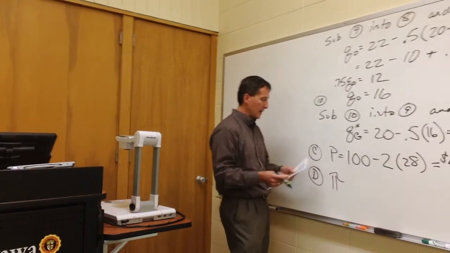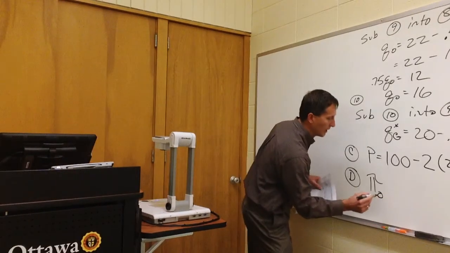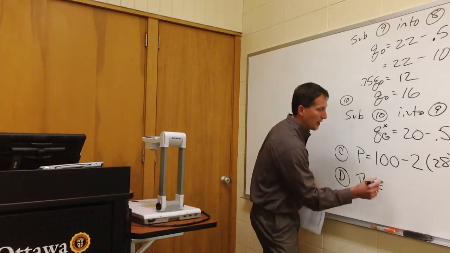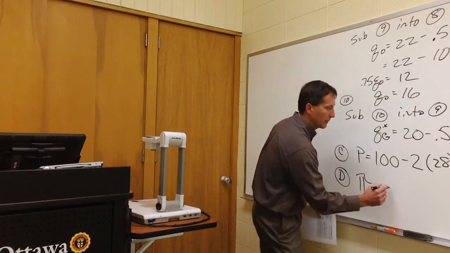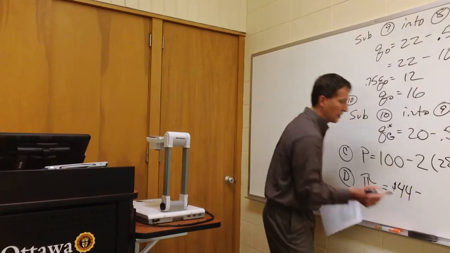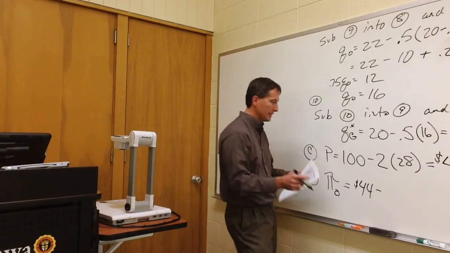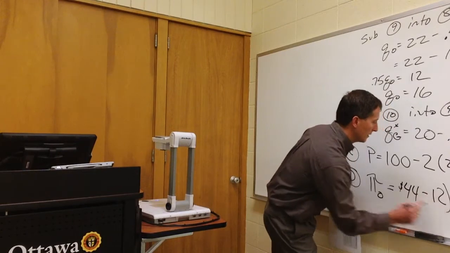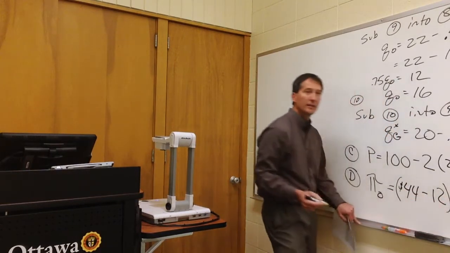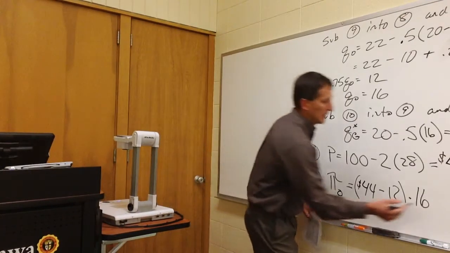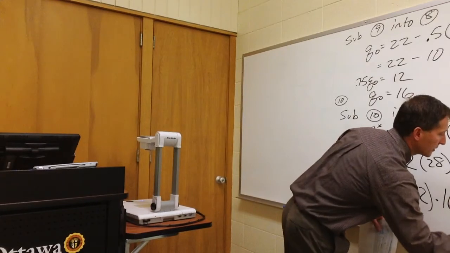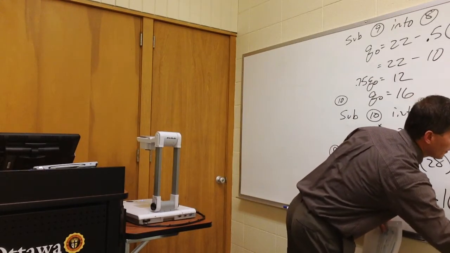Each company is different, remember. So profits for Oil Pro, let's take first. Profit equals price times quantity. So we got 44 minus our marginal cost, which was 12 with these guys, times the optimal quantity that they're producing, which was 16. And that number comes out to be 512, which is 512,000.